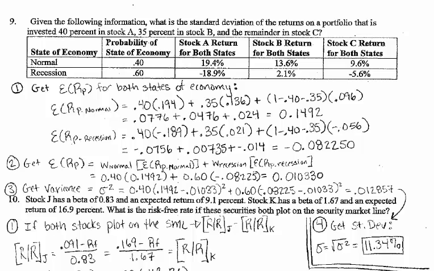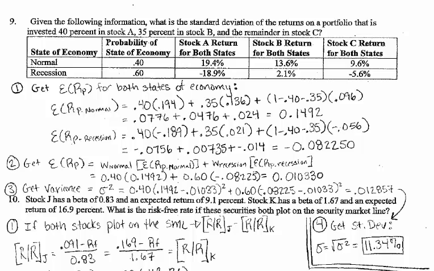Remember, 40% in stock A times 19.4%, plus 35%, which is coming from the question above, not from the graph, times the 13.6% for stock B, which came from the graph, plus what's left over. Remember, you can do 1 minus whatever, and whatever's left over is going to be left for C. So you take out A and you take out B, so 1 minus 0.4 and minus 0.35, and that's going to leave you with 0.25. And so that's going to be 0.25 times 0.096. You add all those together and you're going to get an expected return for the portfolio in the normal state of the economy of 14.92%.